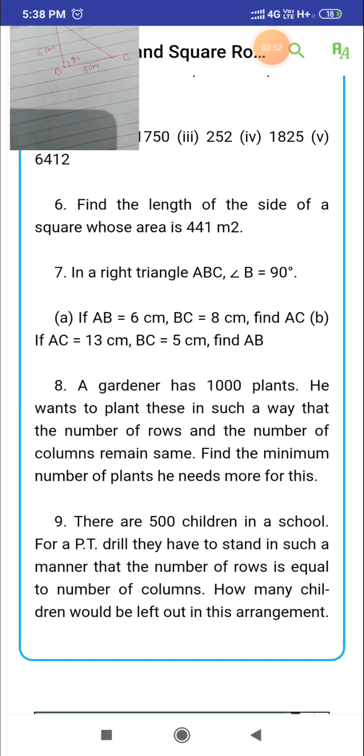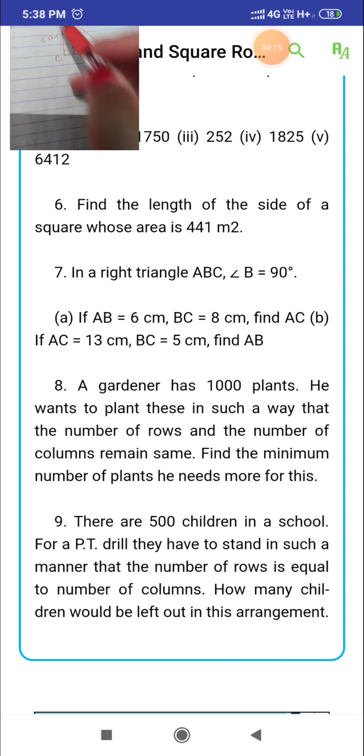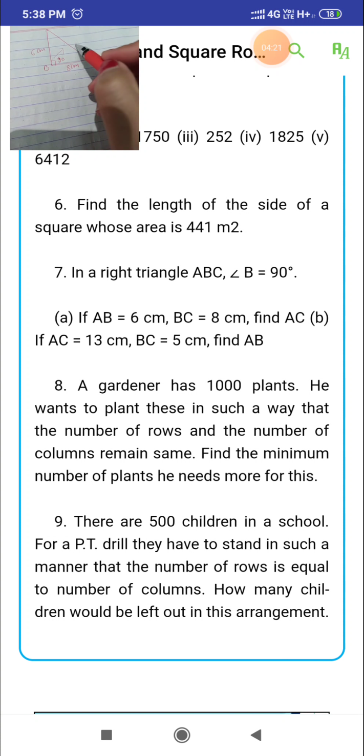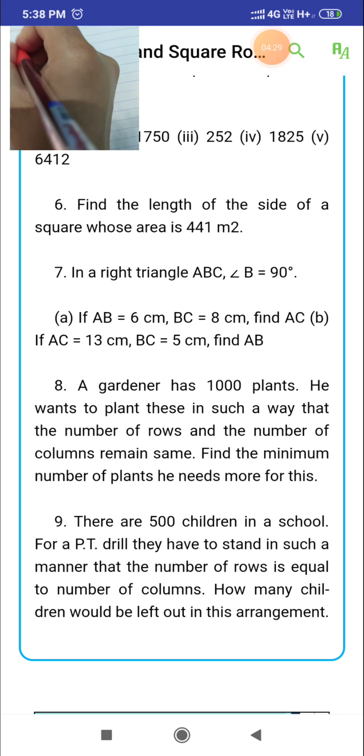For solving question number 7 part A, first we draw the diagram according to the given information. So here you can see that ABC is a right angle triangle in which angle B is 90 degrees, AB is 6 cm and BC is 8 cm. In the first part we have to find the measurement of the side AC, and it is the hypotenuse. This side of the right angle triangle is known as the hypotenuse. BC is known as the base and AB is known as the perpendicular.